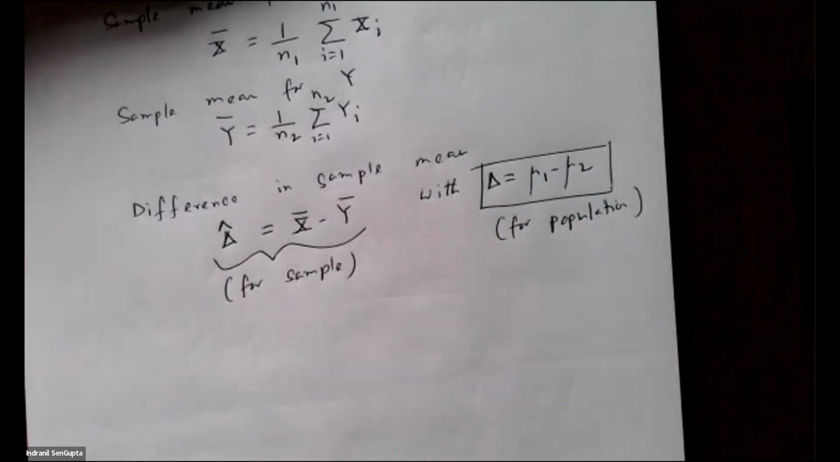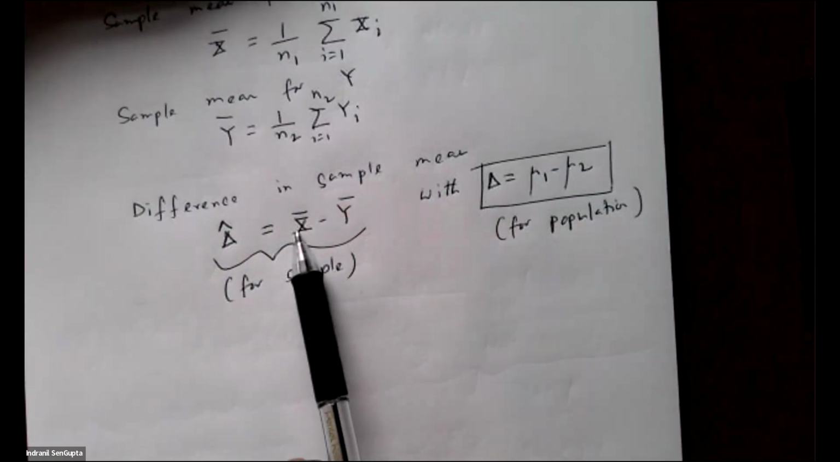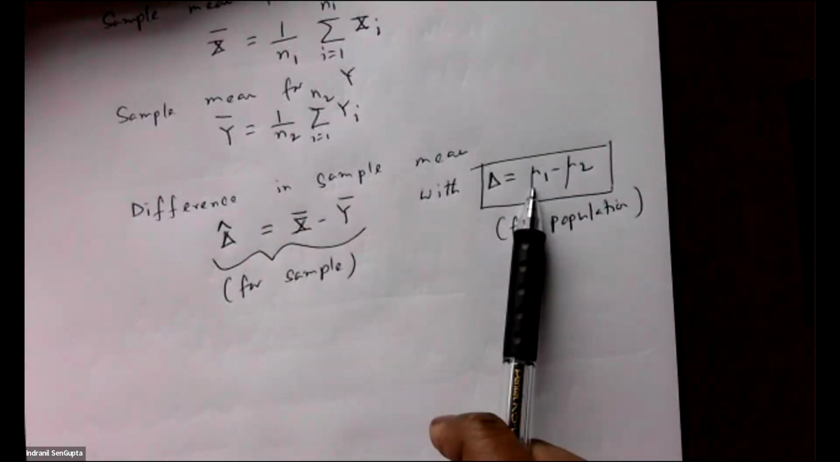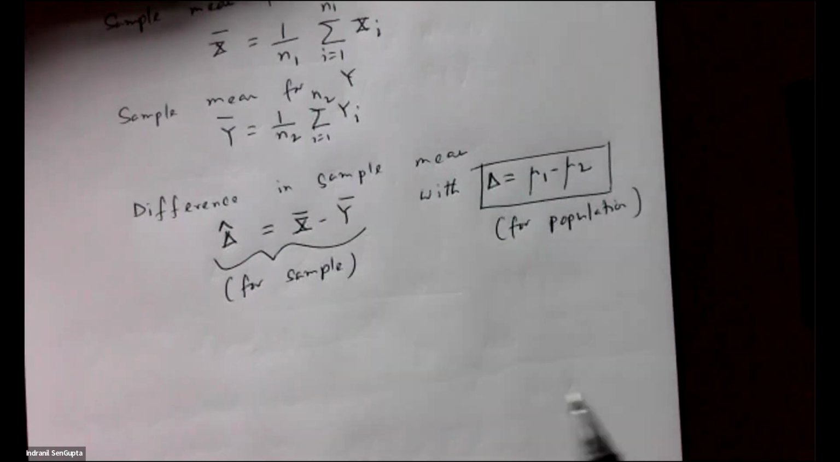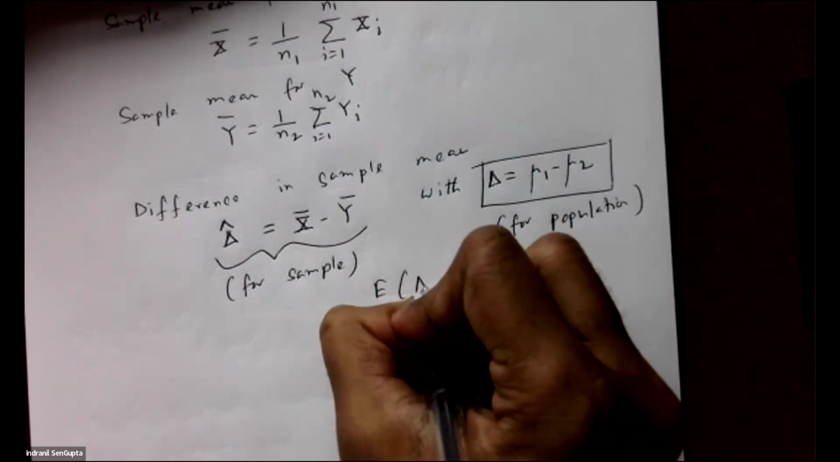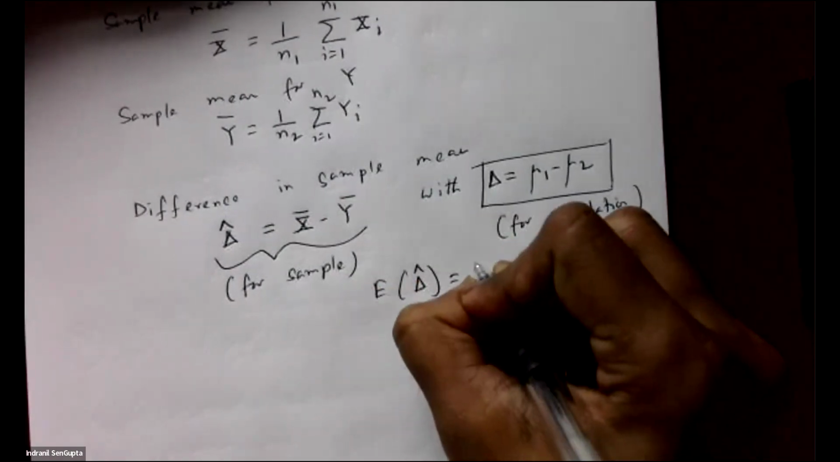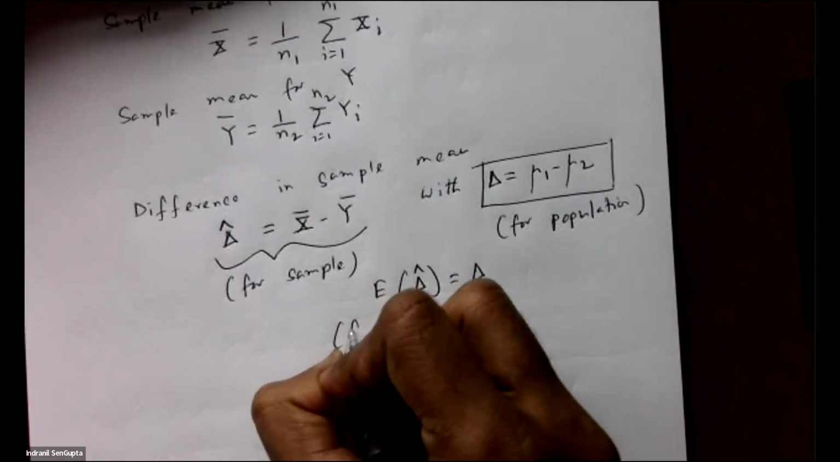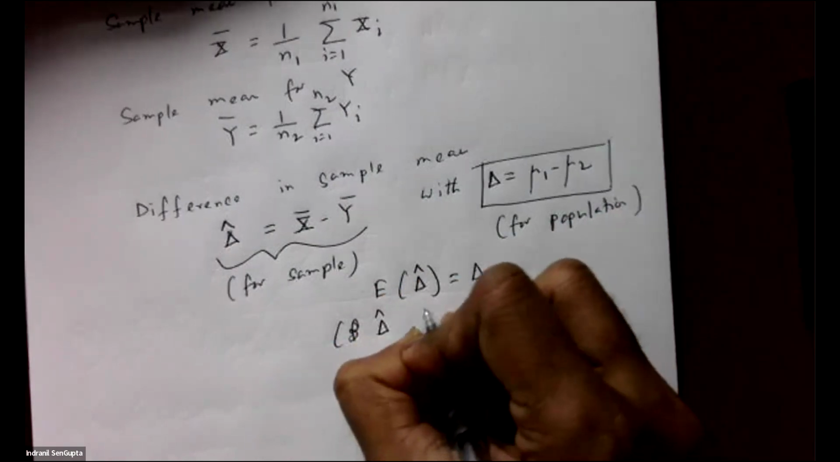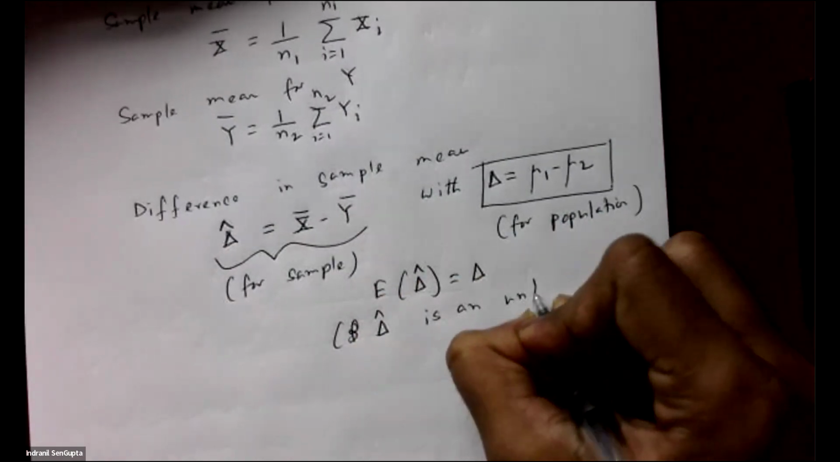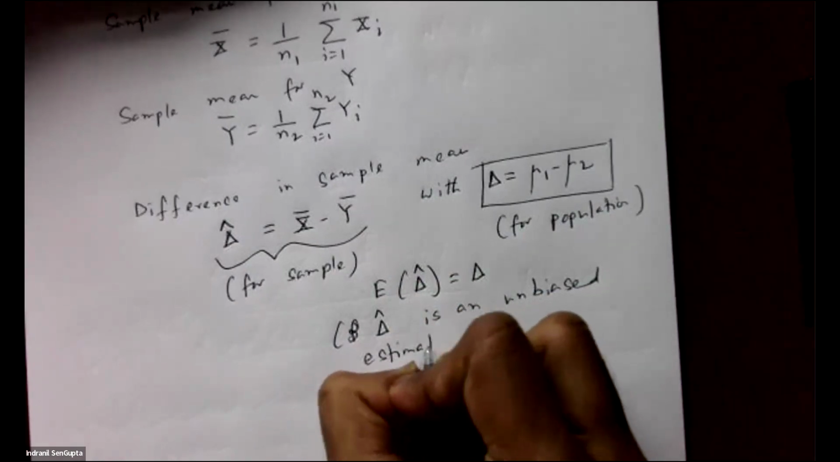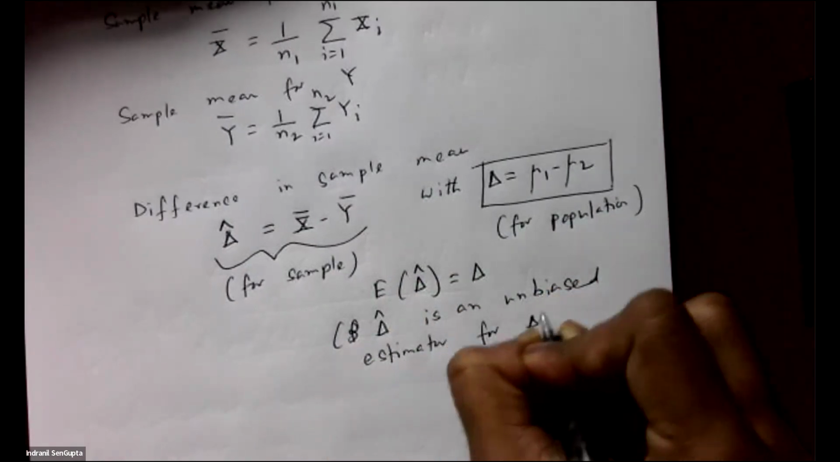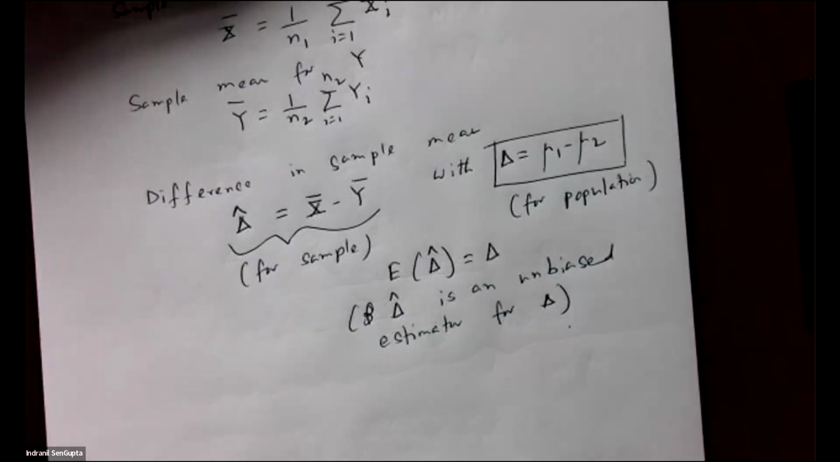And by the way, we have already proved that this x bar is an unbiased estimator of mu1. So that means E of x bar is mu1, E of y bar is mu2, and hence we have E of delta hat is delta. So delta hat is an unbiased estimator for delta. Okay, this is just an aside.